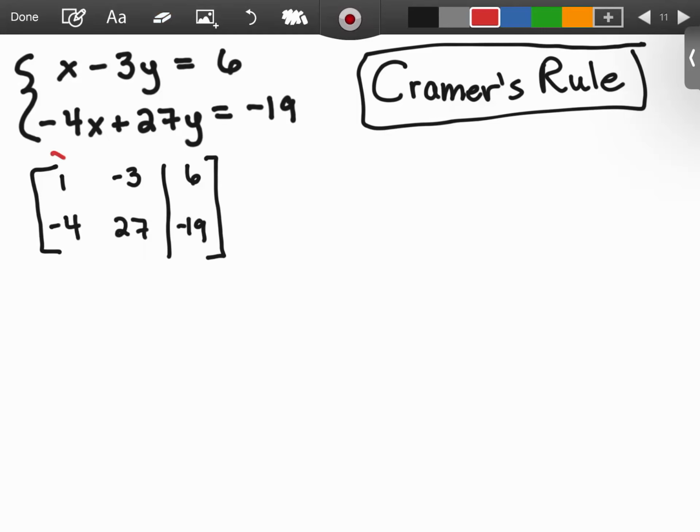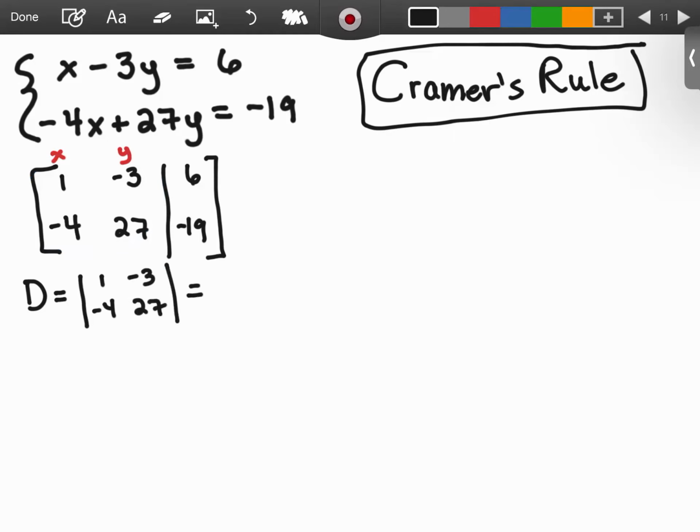And just to be very clear here, this first column are the x's, the second column is the y's, and the right-hand side here are the right-hand side of our equations. Basically, I don't see them as solutions. They're not really solutions for x and y, but they are what each of the equations are equal to. All right, so the way the technique works is we're going to find the determinant of the coefficient matrix. So just the matrix, just the one on the left here. So we want to find the determinant of 1, -3, -4, 27.